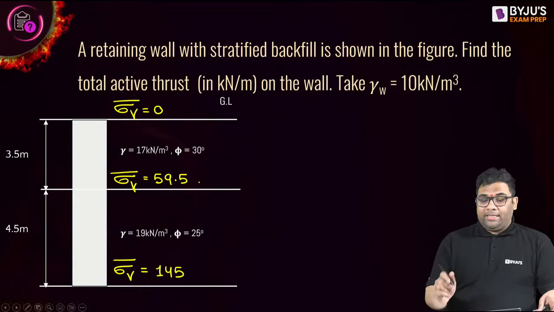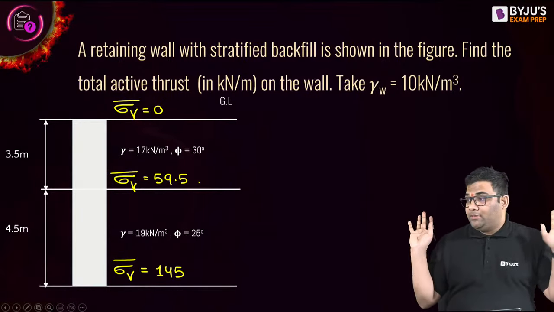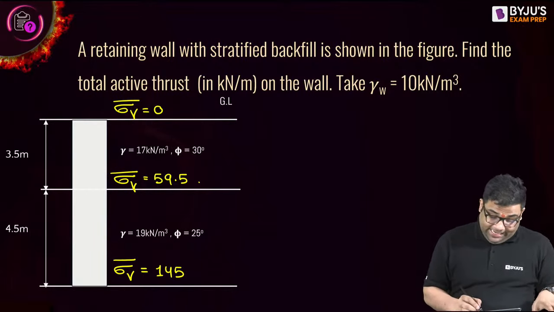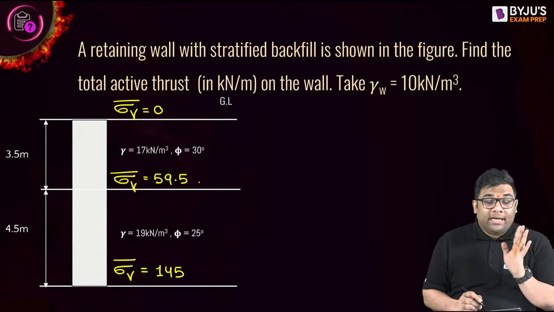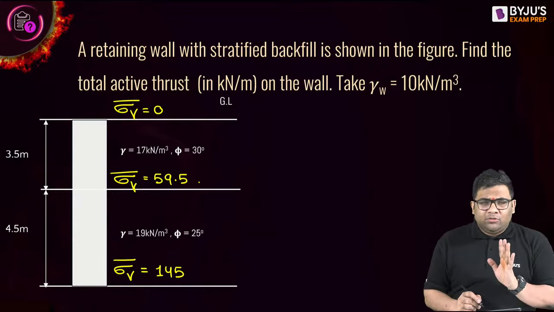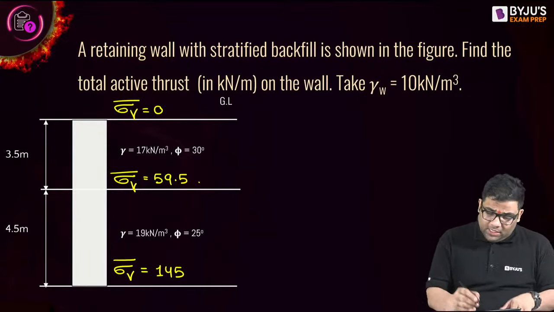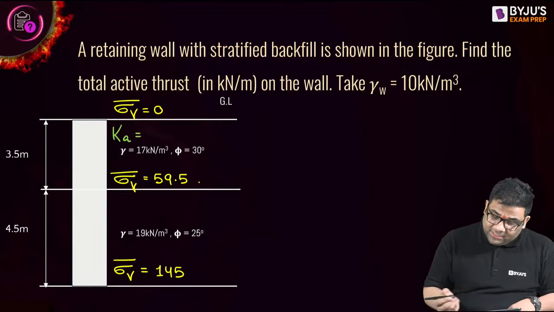So everybody got the vertical stress. The next step is to find out KA. Now there are two KAs, because there are two soil layers. For the top, KA is how much? It is given as 30 degree.